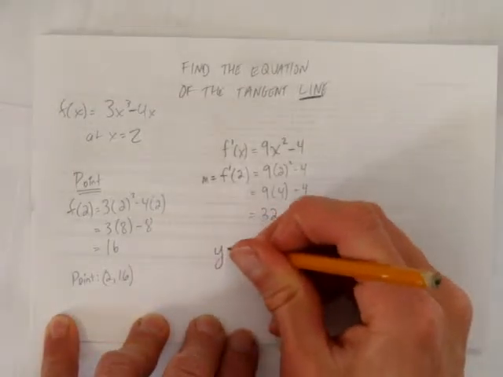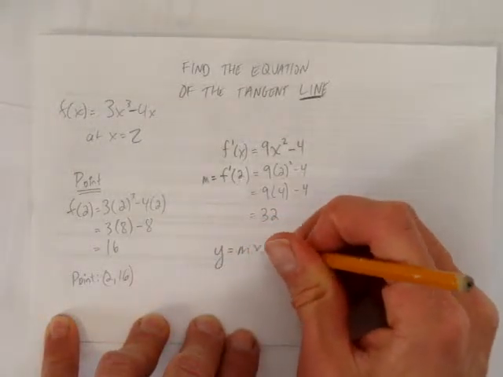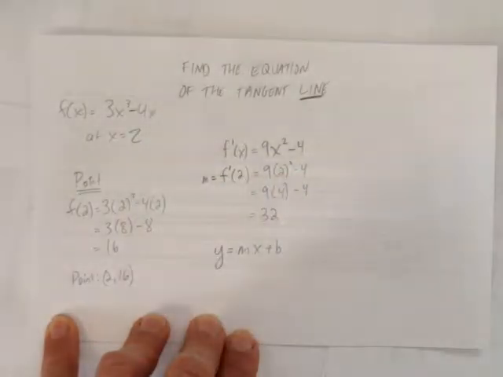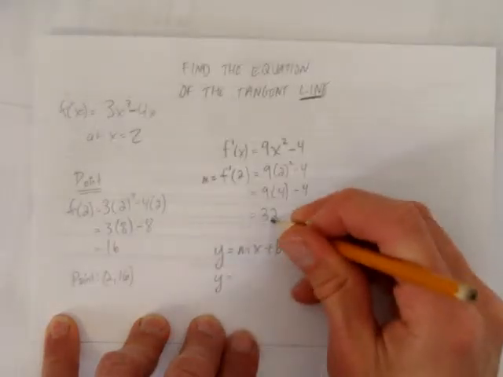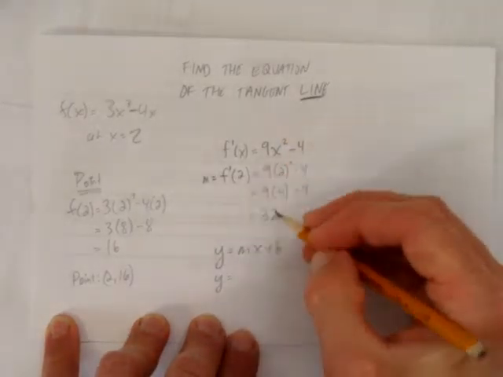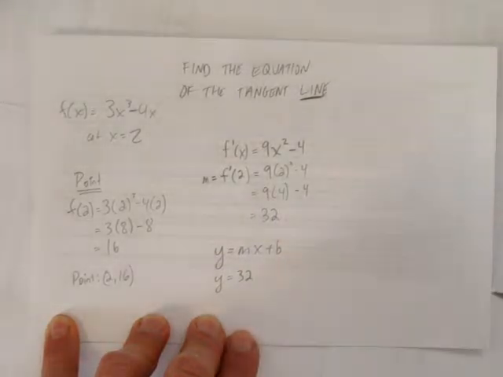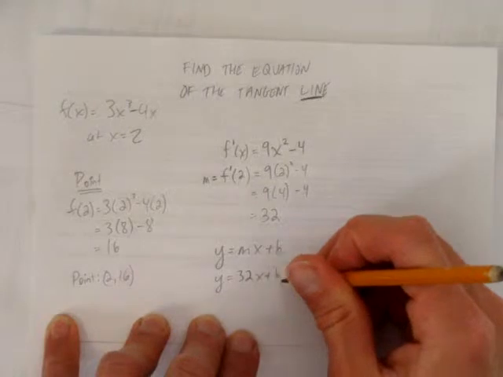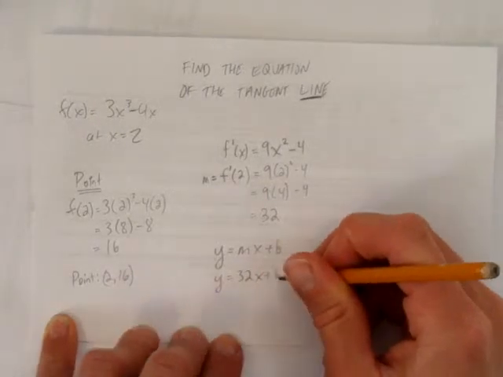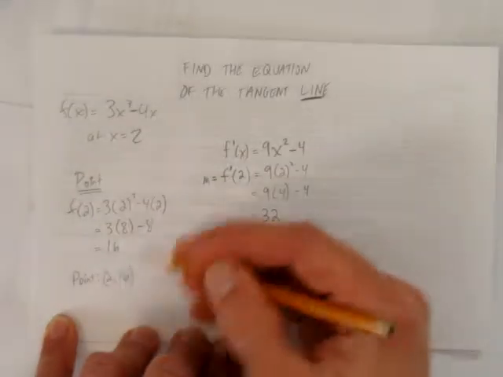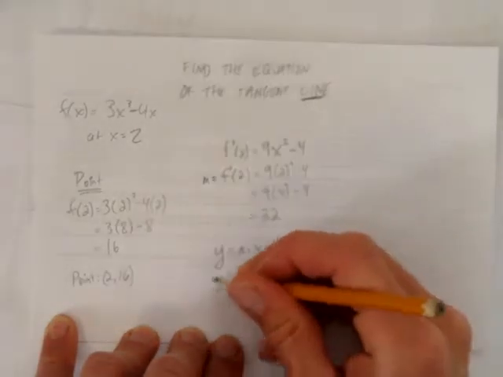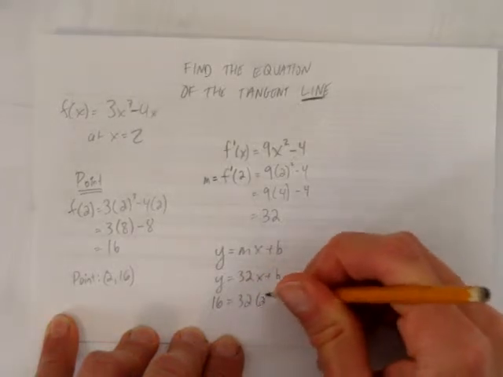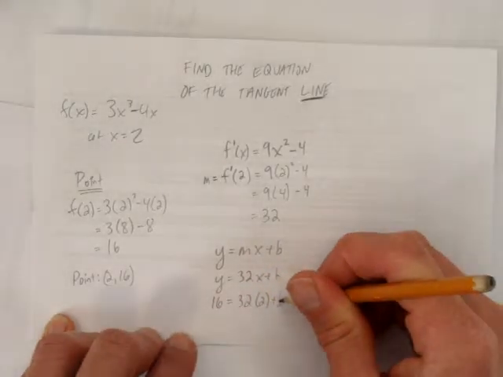How does that help us? Well, we know the equation of a line is y equals mx plus b. That's what we're looking for, the equation of the tangent line at x equals 2. And we know the slope now of that tangent line, we just found it, it's 32. But we're missing this b, the y-intercept. How do we get the b? That was the whole point of finding this point over here. So now we can sub in this point. The y is 16 and the x is 2. And now we can solve for b.